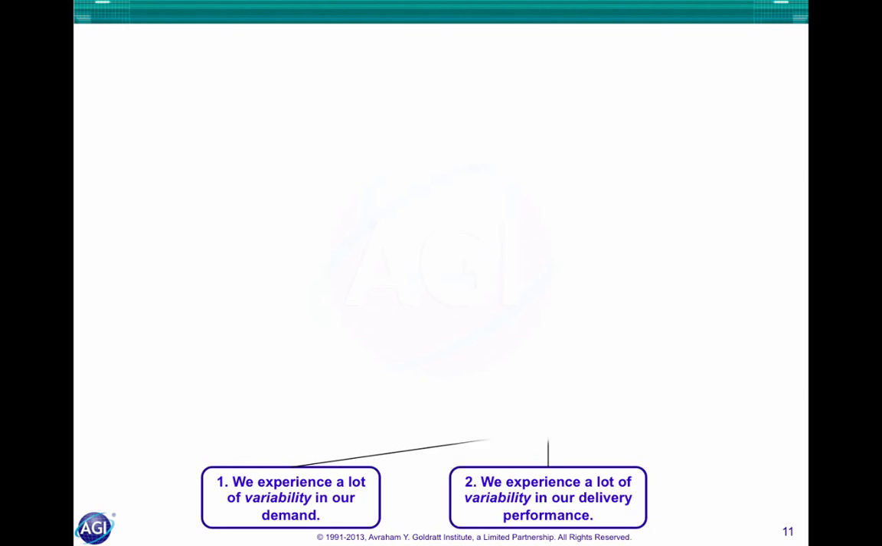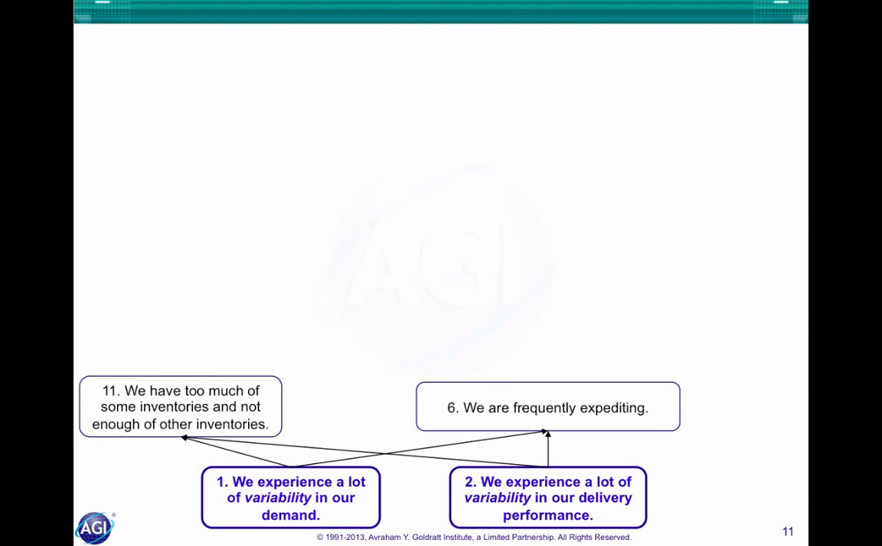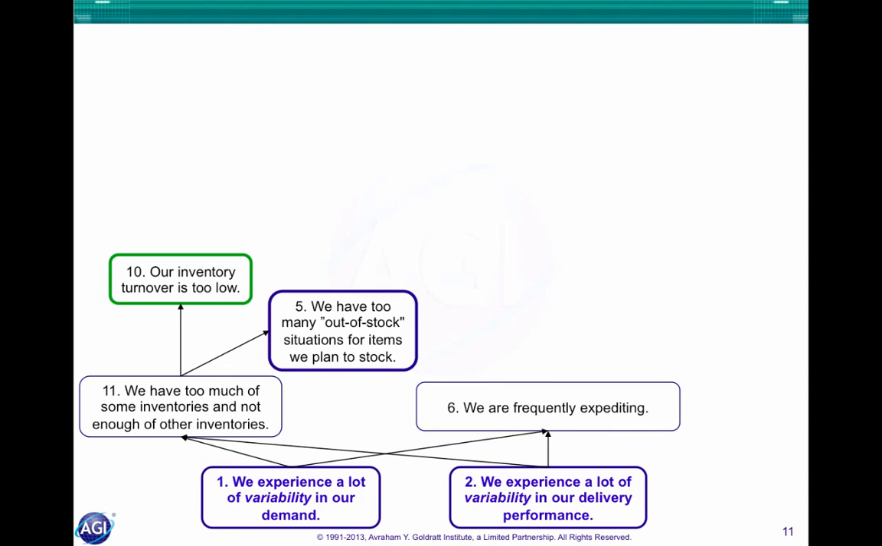In doing so, we can see that variability in demand or variability in delivery performance on its own as well as together can result in number 6, more expediting. And at the same time, they can both lead to number 11, having too much of some inventories and not enough of other inventories. Too much inventory generally results in number 10, an inventory turnover that is too low. And not enough inventory results in number 5, too many out-of-stock situations for items we plan to stock. And being out of stock can cause us to expedite.